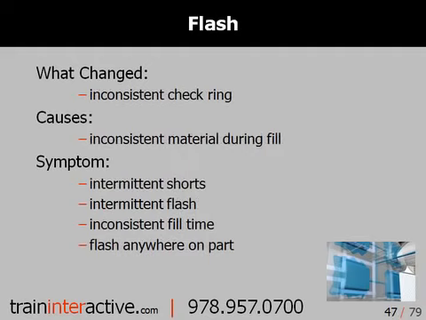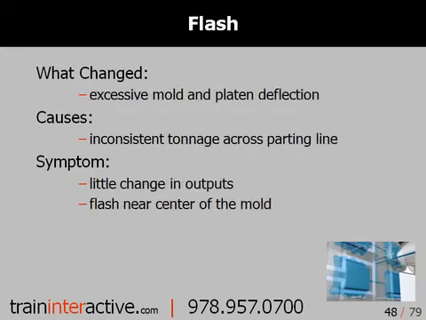If the check ring is running inconsistently, you might have a tough time maintaining a constant fill, resulting in intermittent shorts and flash. This would be easily identified in a shot-to-shot change in part weight during fill. If your mold or platen was deflecting, your process outputs would change little, as with a low clamp pressure. The big difference here is that deflection and flash is most likely to occur in the center of the mold.